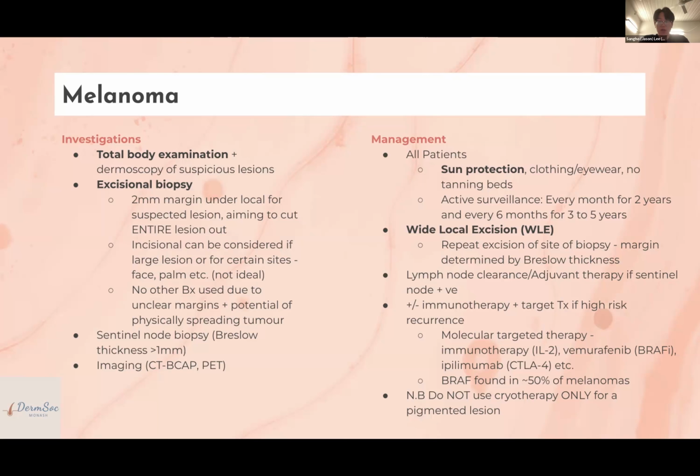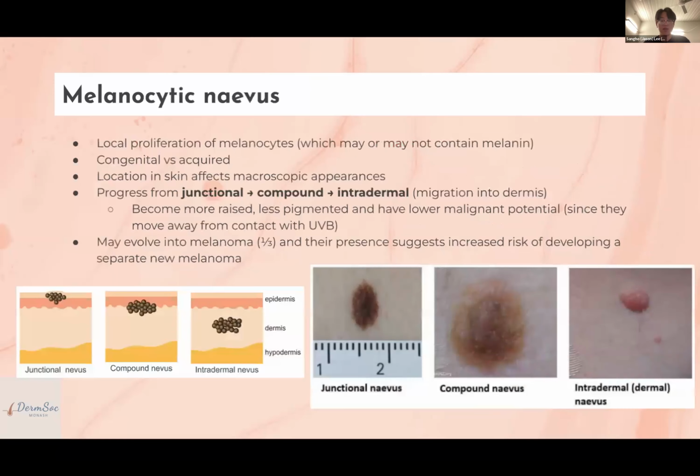There are newer forms of therapy called immunotherapy, where they target specific molecules that are found more commonly within melanomas. So these have proven to be quite useful as well. So that's the different modalities of treatment for melanoma, but by and large, we want to cut them off and we want to regularly survey them afterwards.